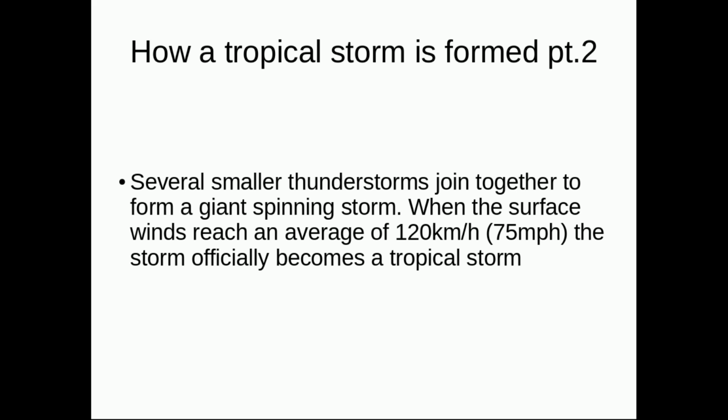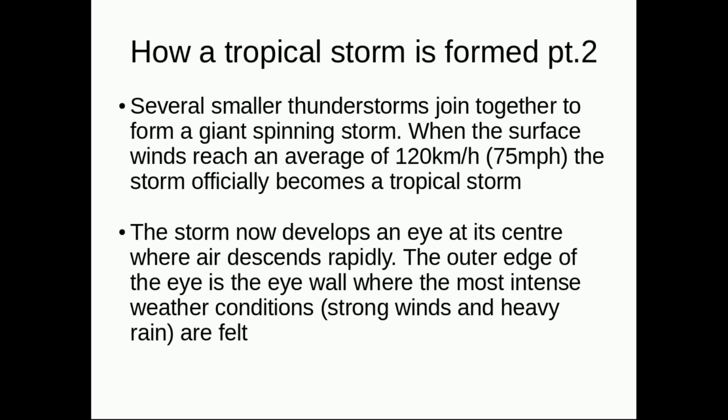When the surface winds reach an average of 120 km per hour, the storm officially becomes a tropical storm. At stage 5, the storm now develops an eye at the centre, where air descends rapidly. The outer edge of the eye is the eye wall, where the most intense weather conditions, such as strong winds and heavy rain, are felt.